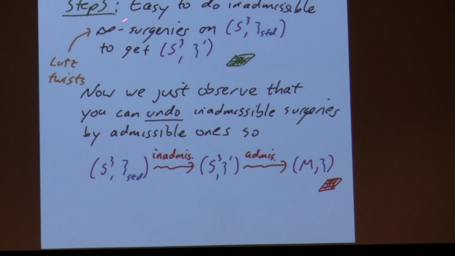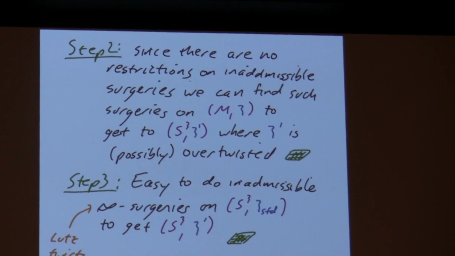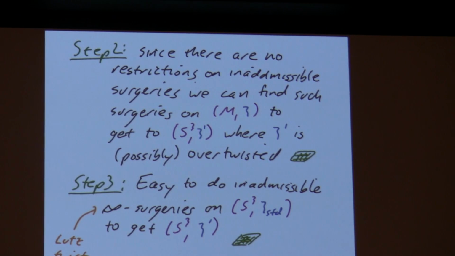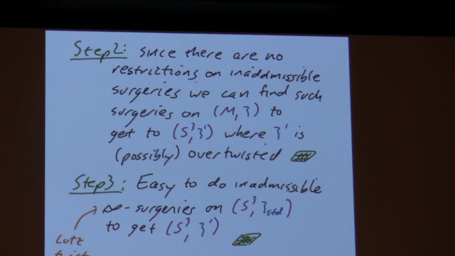OK, so step 2. Since there are no restrictions on the slope that I can do for inadmissible surgery, right? You give me any slope on a knot, I can make it transverse and perform an inadmissible surgery to realize that slope. So starting with M xi, I do all these surgeries that will get me to S3 through inadmissible surgeries. Now, in all likelihood, this xi prime on S3 that I get is probably overtwisted, but who cares?